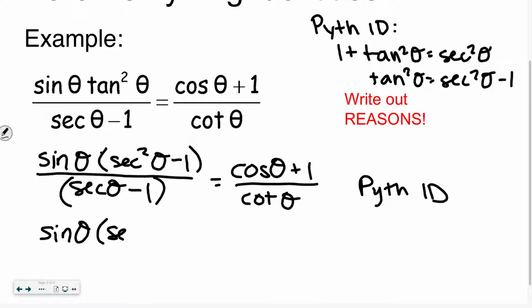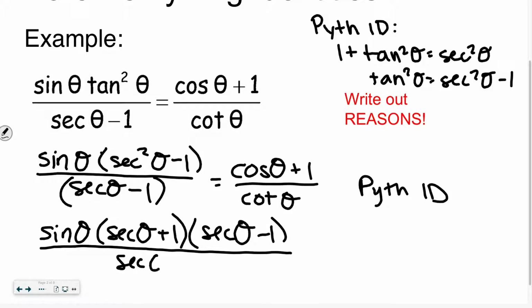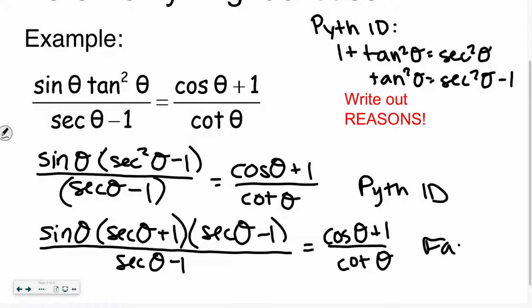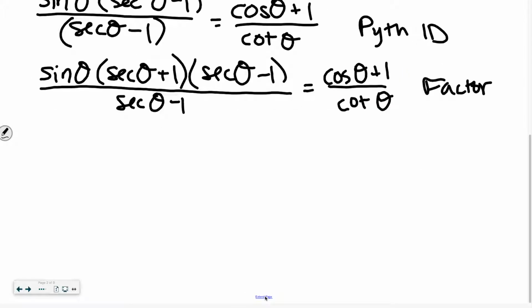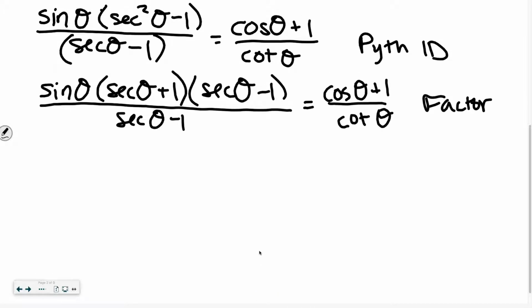Sine theta times secant theta plus 1 times secant theta minus 1 all over secant theta minus 1 equals cosine theta plus 1. I will put a little special shout out there to factoring. It's something that often is overlooked by students, and it simplifies your work a lot. And so I would make sure you put factoring at the top of your list of things to check for quizzes and tests. If you're starting a problem, check to see if anything factors out.